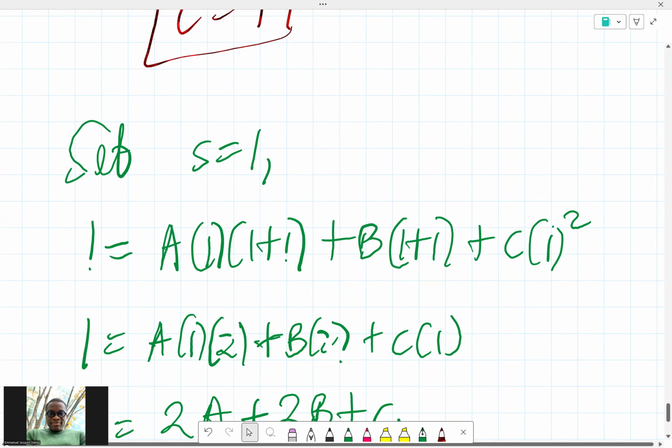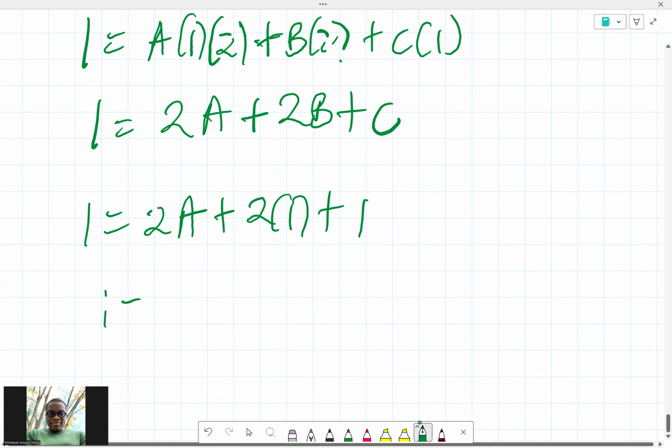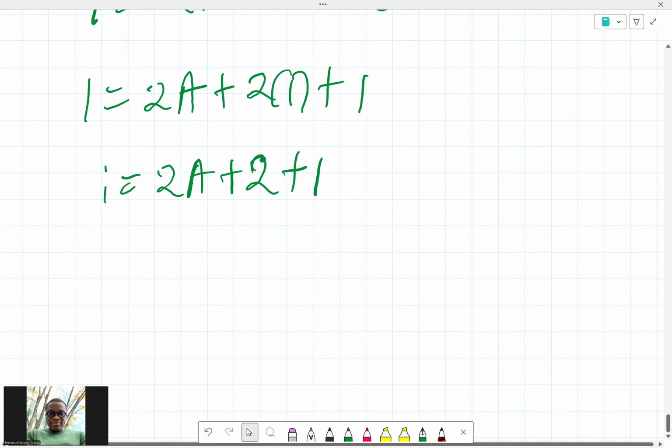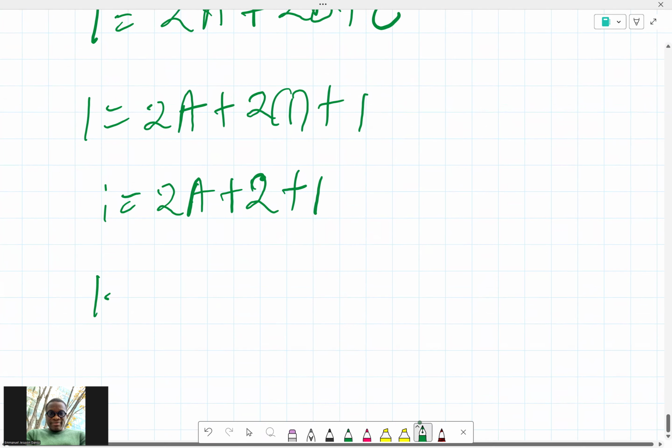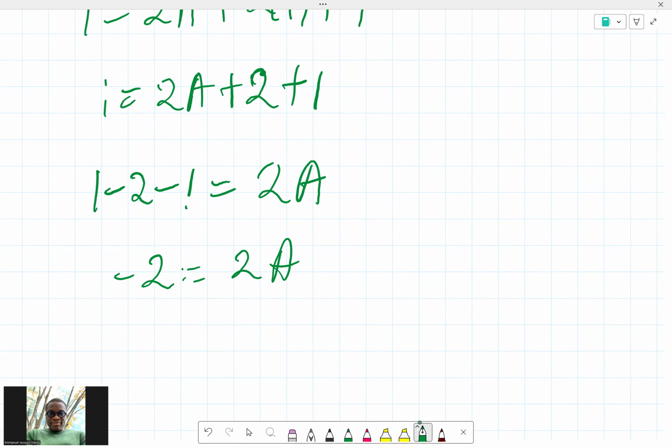Interestingly, we already have b and c to be 1 each. So we have 1 equals 2a plus 2 into 1 plus 1. Okay. So that is 1 equals 2a plus 2 plus 1. So this is 1 minus 2 minus 1 equals 2a, right? Yep. So 1 cancels 1. So we just have minus 2 equals 2a. That simply means that a is equal to, when we divide through by 2, minus 1. Okay.